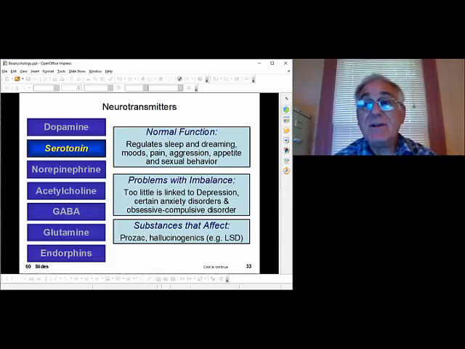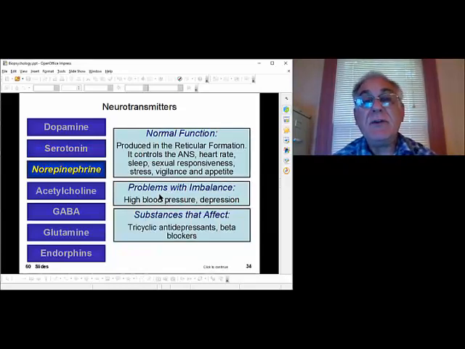Number two, depression. So let's, Prozac, I'm sure you've heard of Prozac and drugs like Prozac that help with people that have some issues, pathologies, and hallucinogenics will also affect serotonin as well. Hallucinogenics, obviously LSD, but also marijuana and other hallucinogens as well.